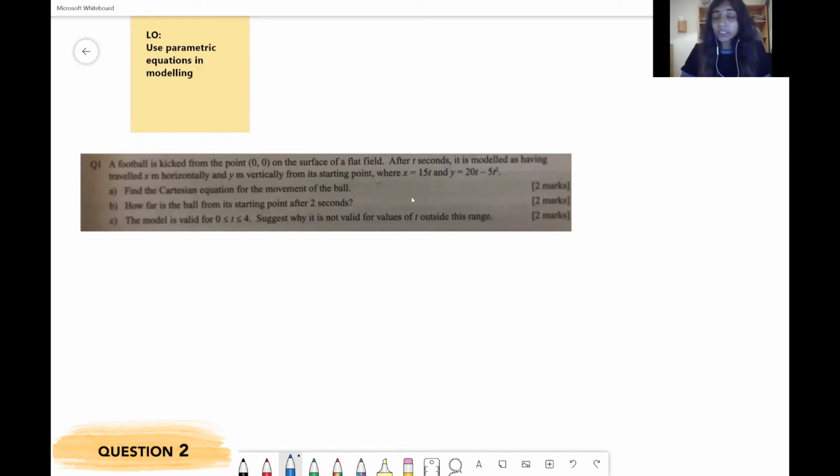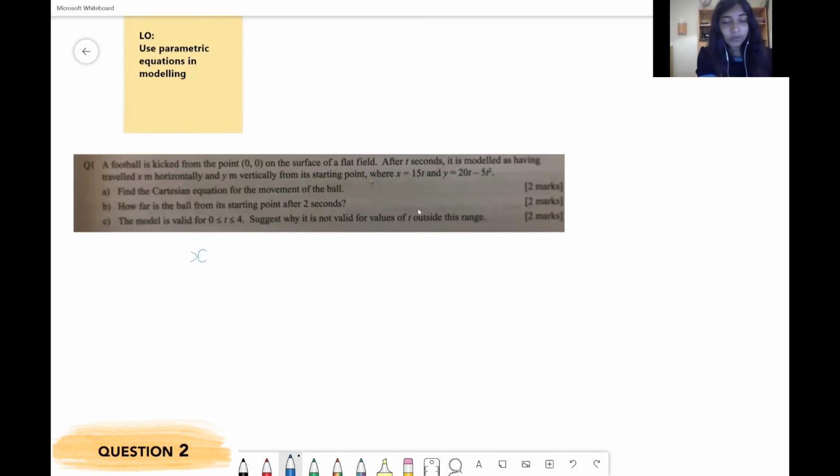So what we can do is we can just try and find a value for t. We can do that using the x equation. So we have x is equal to 15t. So if we do x over 15 is equal to t, then we can just sub that back into the y equation. So we get y is equal to 20 times x over 15 minus 5 times (x over 15) squared.